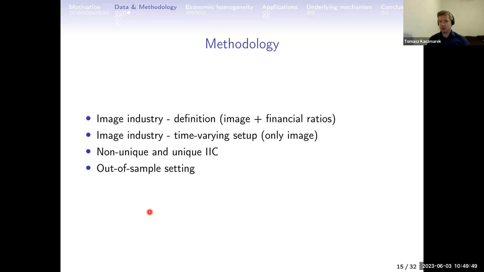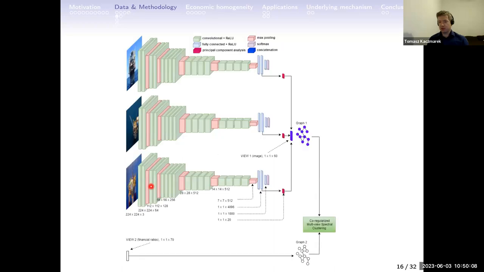When it comes to the steps of our methodology, first it is the image industry definition, then the time varying setup. We create our industries with two approaches, non-unique and unique, and all of that is tested in the out-of-sample setting. So starting with the image industry definition, we use here co-regularized multi-view clustering, where we have two views of information. The first view is coming from photos, and the second view from financial ratios.